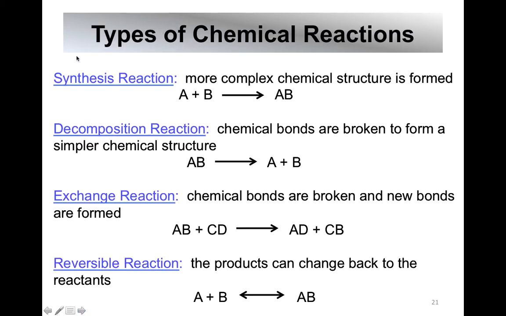Types of reactions: synthesis reactions occur when you make something. These are just placeholders. So A plus B in a synthesis reaction forms AB, something that's new. These two are going to get together to form something new. Decomposition reactions are when you break things down. So AB, after the reaction, becomes A and B.